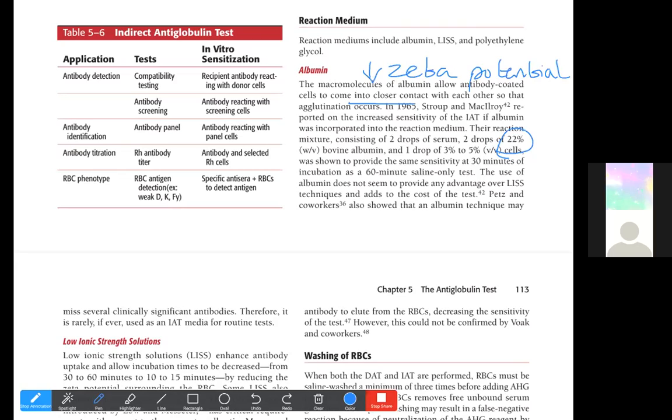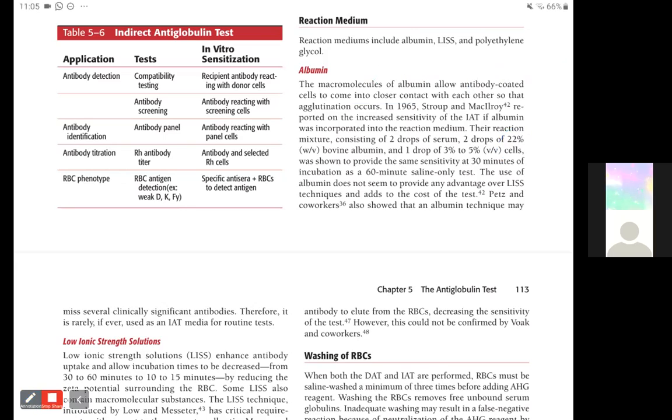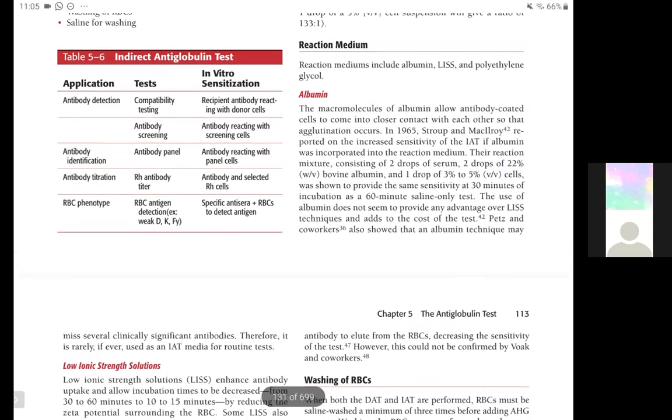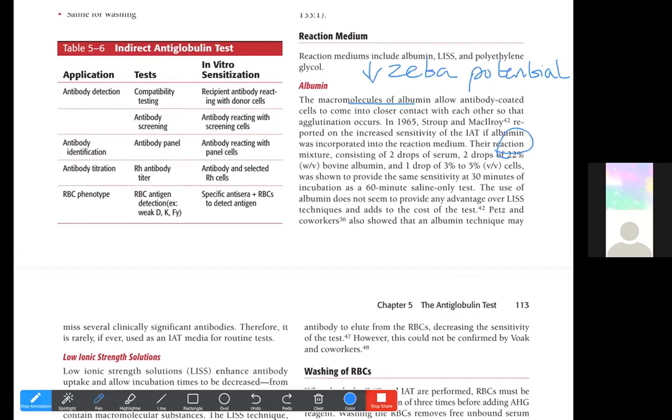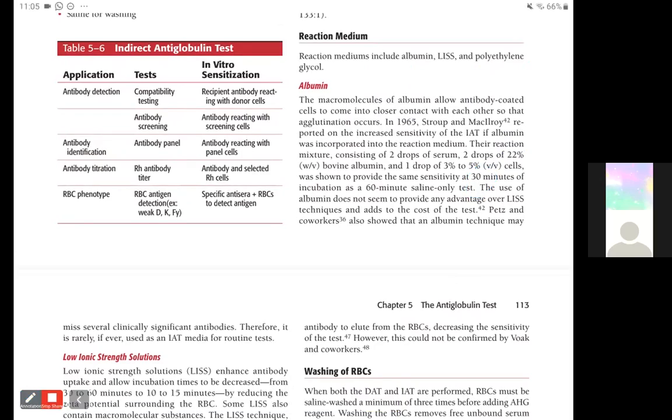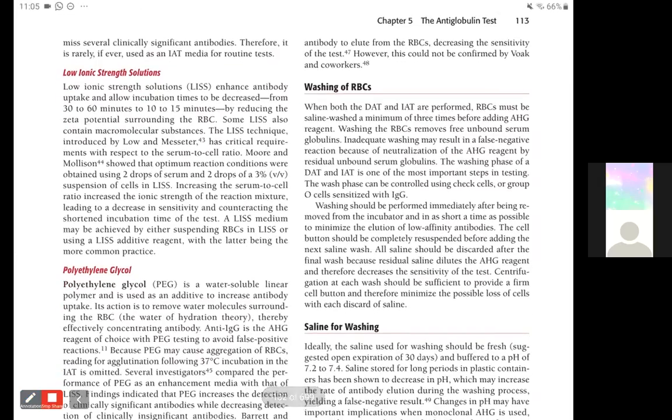Then the LISS which is used is actually glycine in an albumin solution. LISS, the low ionic strength saline, is actually glycine in a low ionic strength solution. It's not low ionic strength saline, it's low ionic strength solution, which is glycine in albumin solution. Albumin needed 30 minutes incubation, but with LISS we need just 10 to 15 minutes incubation.